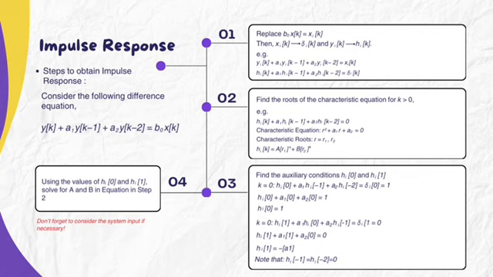Step 4, solve for A and B. Now that we know h sub I of 0 equals 1, and h sub I of 1 equals negative a1, we can plug these into the equation from step 2 and solve for A and B.